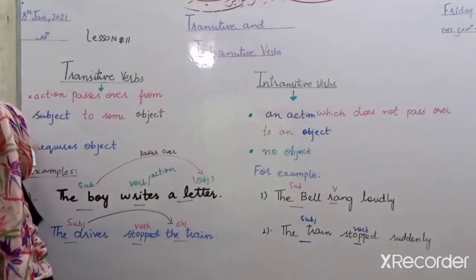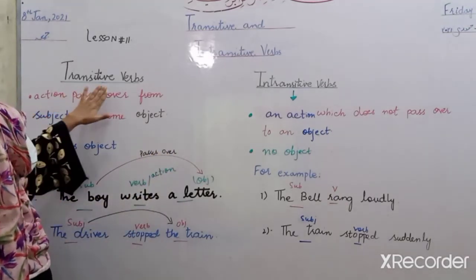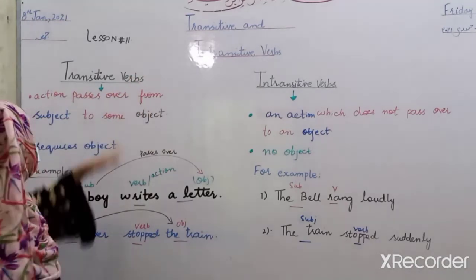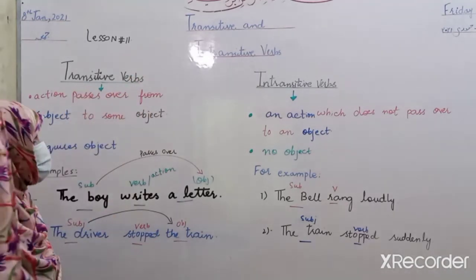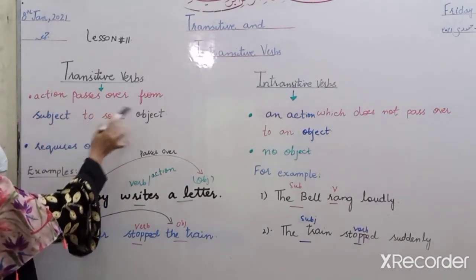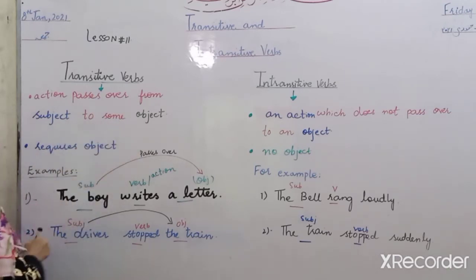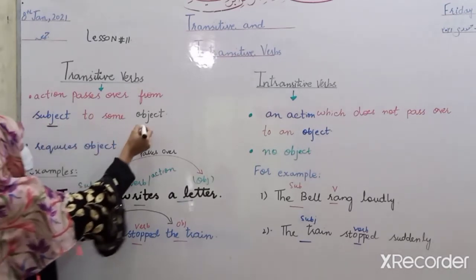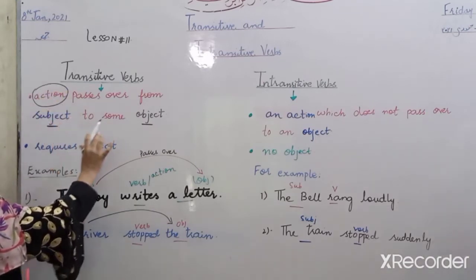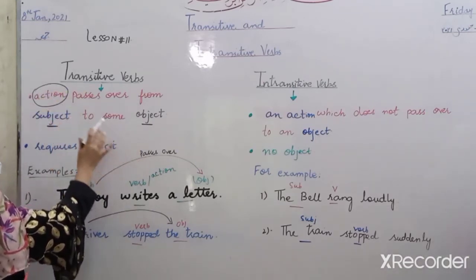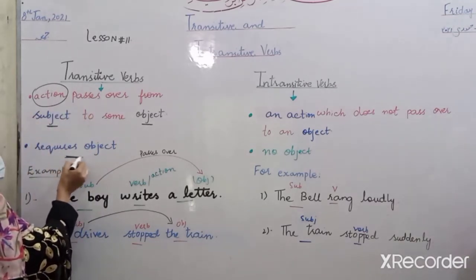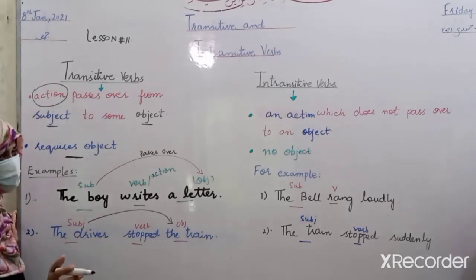What are transitive verbs? As you can see, here I have written verbs. Verb means any action which you perform and transitive means passing over. So action passes over from subject to some object. Here the talk is about the subject and the object, and any action which passes from subject to some object is called a transitive verb. So here we require an object. For example, I'll explain to you.